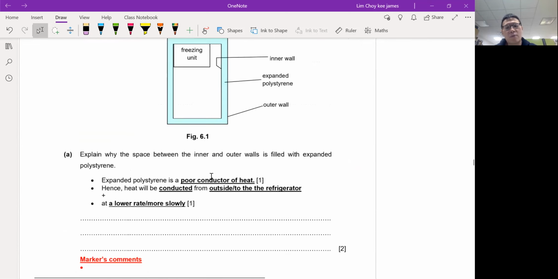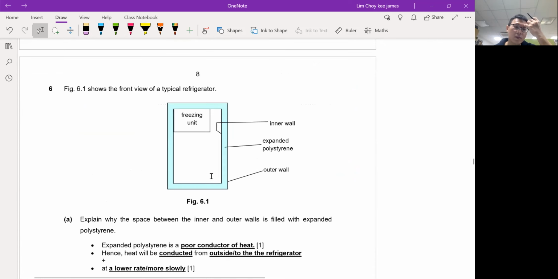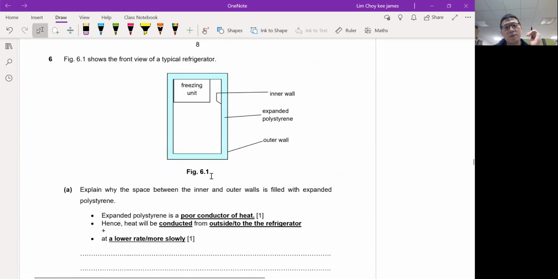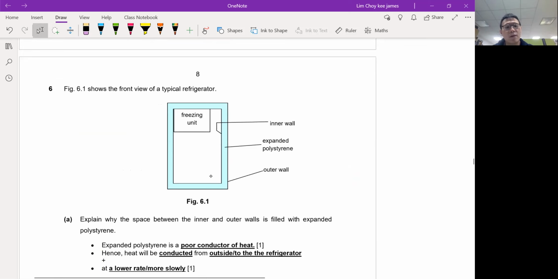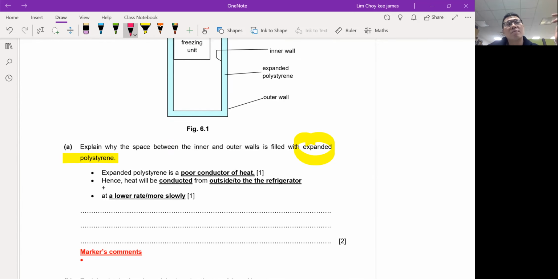Okay. Question 6. Question 6 is, I would say, a heat transfer process. The common answer that we have: freezing unit, expanded polystyrene. The common thing about polystyrene, like sawdust, styrofoam, all these things, students need to know that they are bad conductors. These are the medium or the materials. So when we talk about materials, we are referring to conductors.